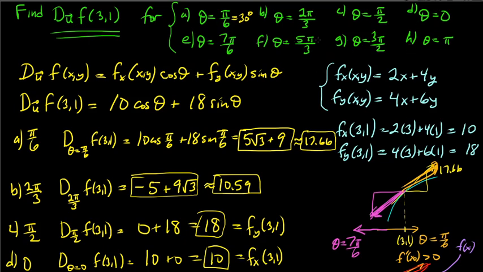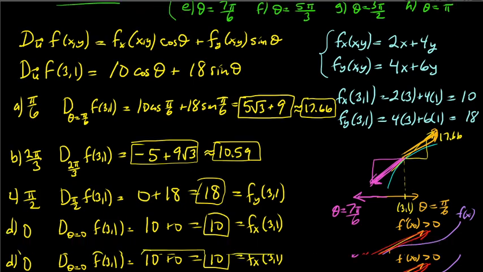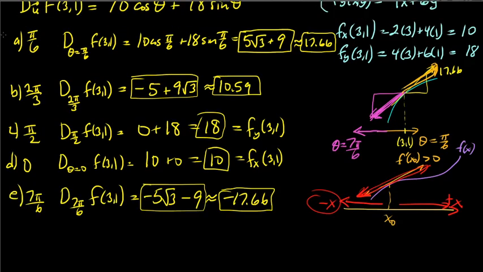5 pi over 3 is 2 pi over 3 plus pi. 3 pi over 2 is pi over 2 plus pi. And obviously pi is 0 plus pi. So when you add pi, you're just going halfway around. So we can do F, G, and H very quickly.